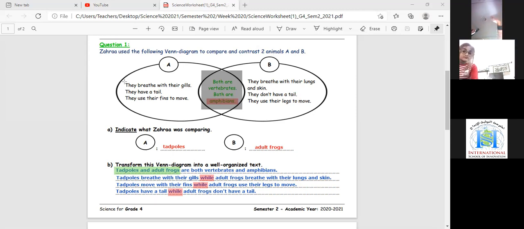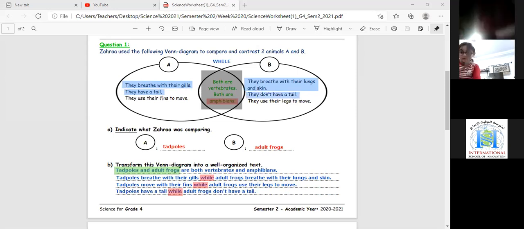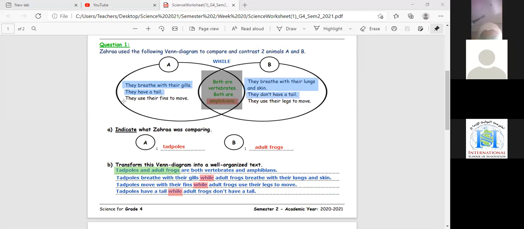Then, tadpoles breathe with their gills, while, don't forget to use the word while, adults can breathe with their lungs and skin. Then, tadpoles have a tail, while adult frogs don't have a tail. This way you have to write the paragraph. Tadpoles use their fins to move, while adult frogs use their legs to move.